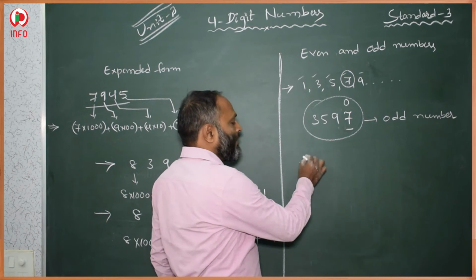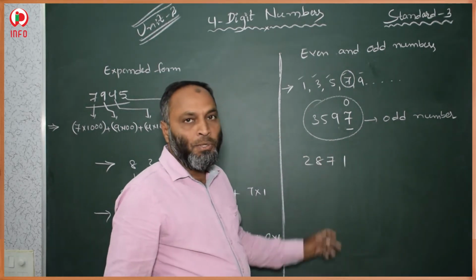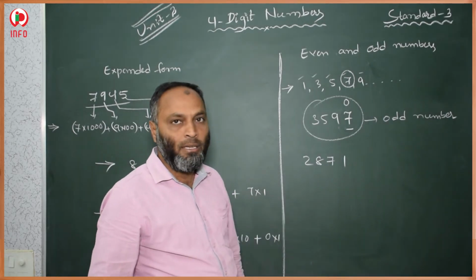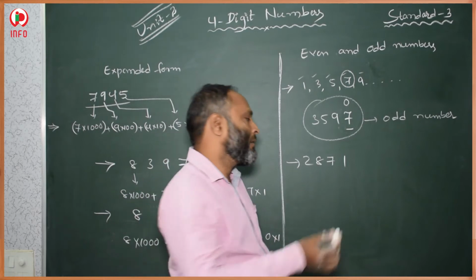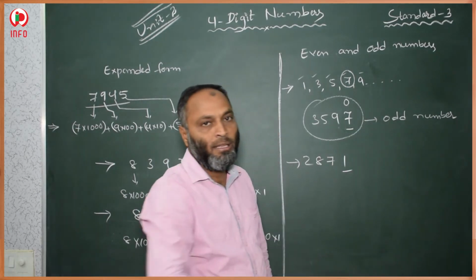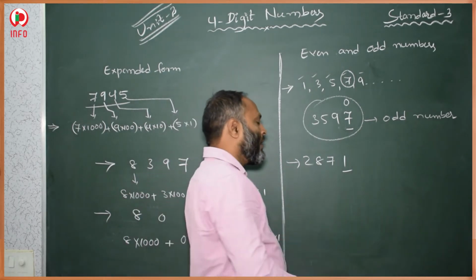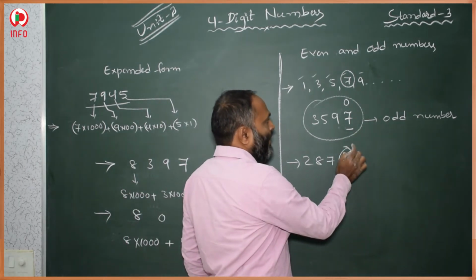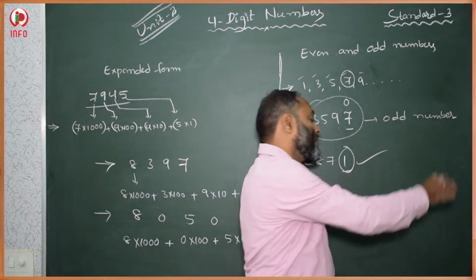In the same way, 2871. This is the number. Either this number is an even number or an odd number. First we have to check the last digit, the ones place. If the ones place is odd, here 1 is there. 1 is an odd number. If 1 is an odd number, then the complete number is an odd number.